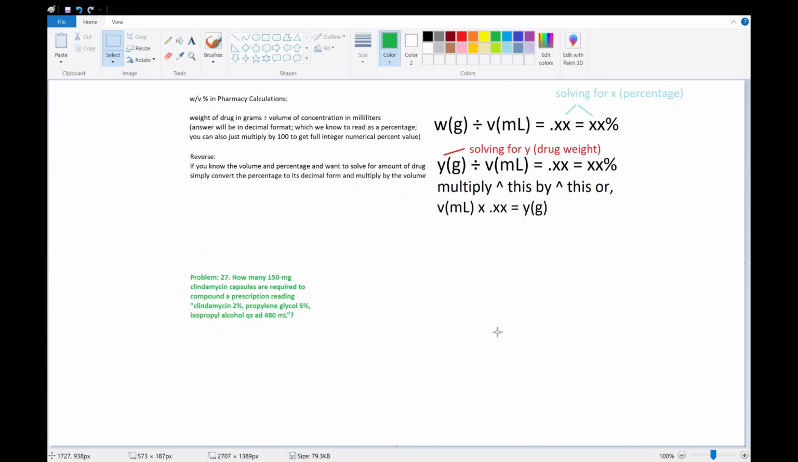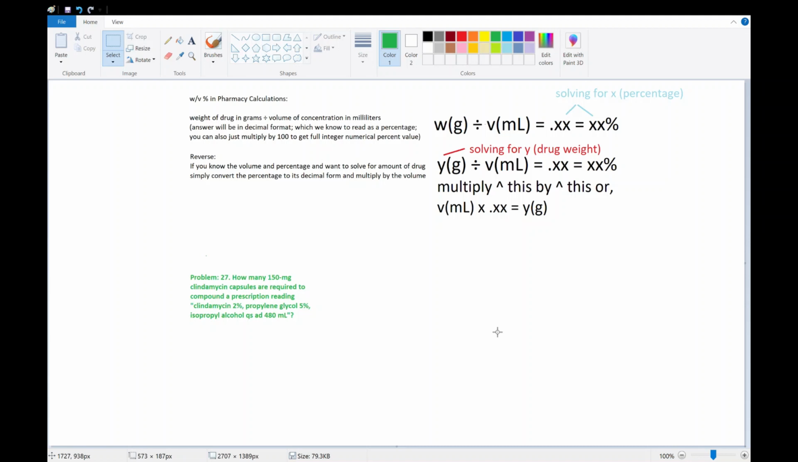So we had a question regarding how to solve a weight by volume percentage problem in pharmacy calculations. The way that we're going to do this is we're going to look at first what information they're asking and what information they're giving, because it's going to be set up in one of two ways.